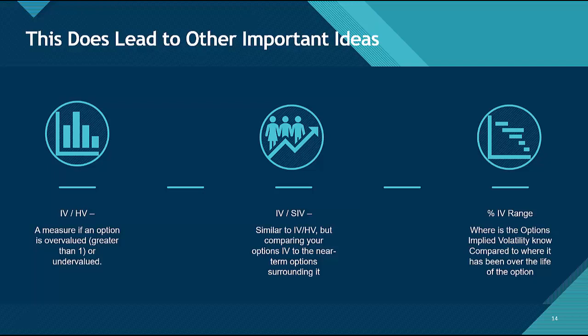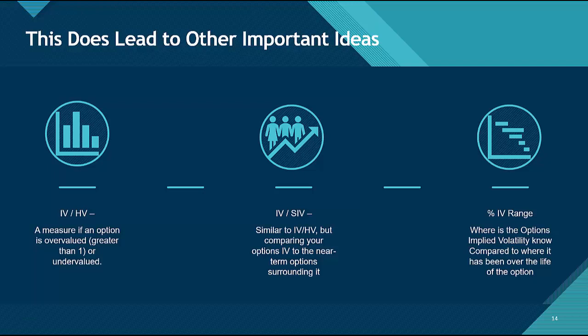The IV over SIV is similar to the IV over HV, but you're comparing your option's implied volatility that you're researching to the average of the near-term options surrounding it, the SIV. If this ratio is greater than 1, that means your option is considered slightly overvalued compared to all of the other near-term options around it. If your IV over SIV ratio is less than 1, of course, that means your option is considered slightly undervalued compared to all the near-term in-the-money and out-of-the-money options surrounding it.